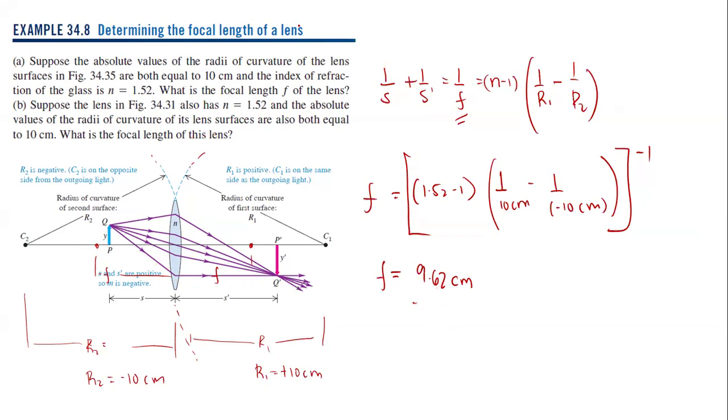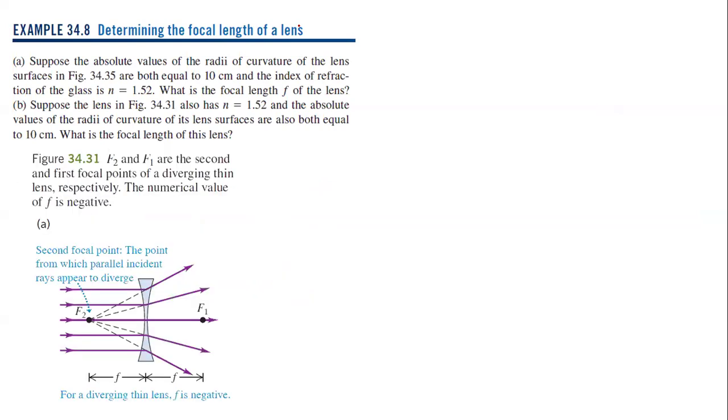Okay, in B, let's look at letter B. Suppose the lens in figure 34.31 also has n equal to 1.52 and the absolute values of the radii of the curvature of its lens surfaces are both equal to 10 centimeters. Here we're dealing now with the converging convex lens. We call this the double convex. So let's draw the double convex like this.